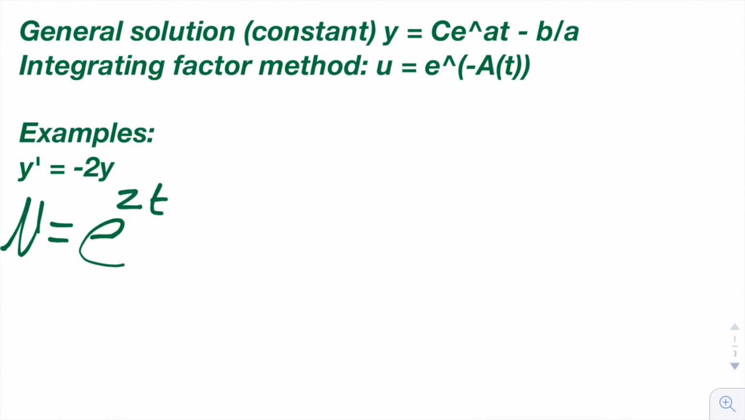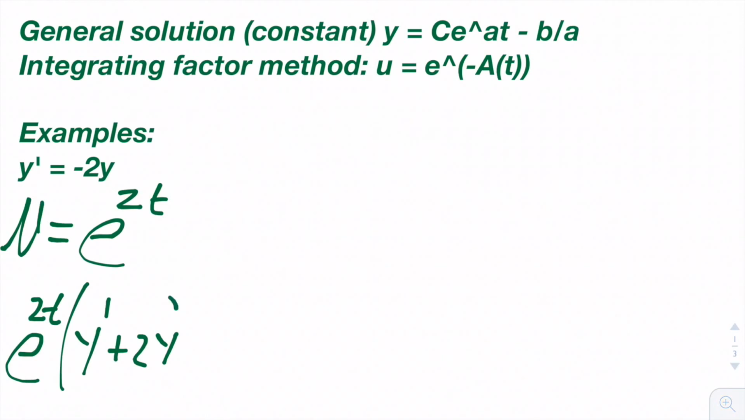After that, we're going to go ahead and multiply the differential equation right here by this integrating factor. So we're going to end up with e to the 2t times y prime plus 2y. I'm just going to move that 2y to the left side. And then we're going to end up with 0 on the right side because e to the 2t times 0 is just 0.